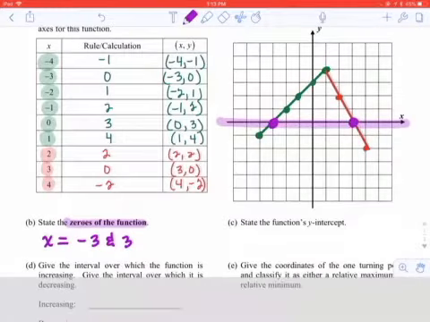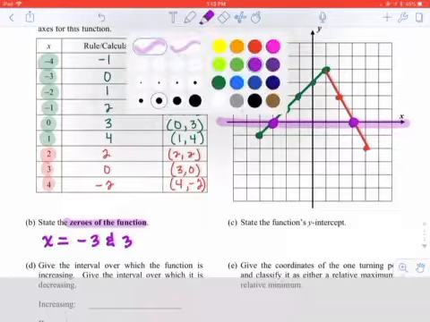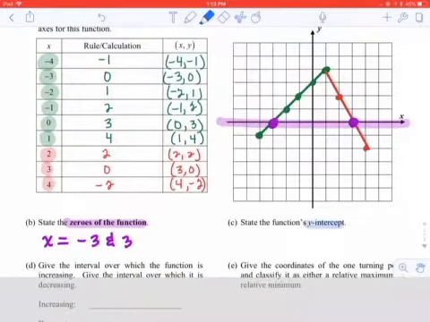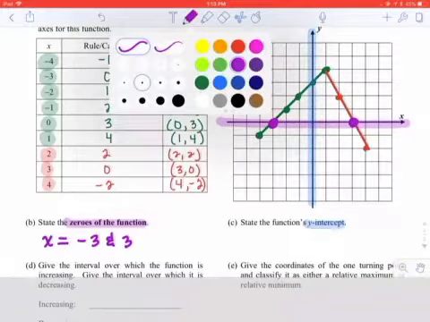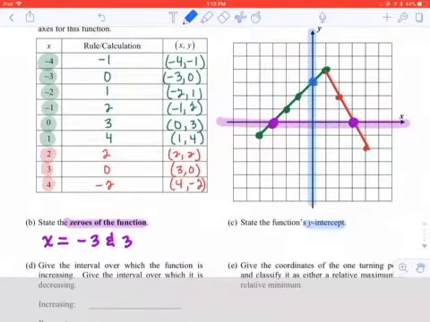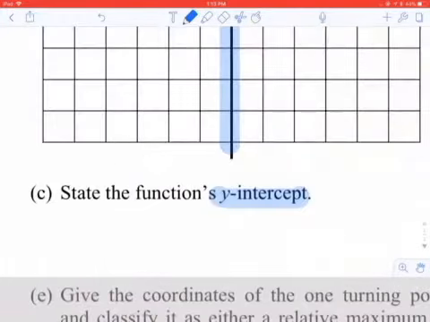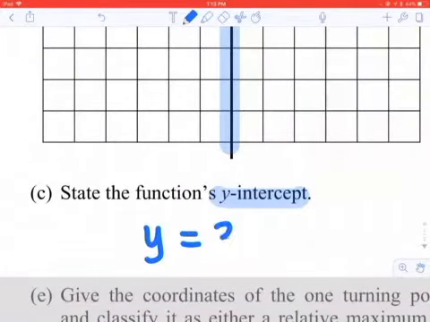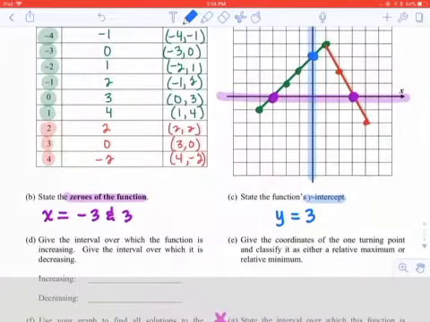The y-intercept is where our graph crosses the y-axis. And remember, like we talked about in class today, there's always going to be only one y-intercept if we're talking about a function. And that's at the point 0, 3, or you could say y equals 3.